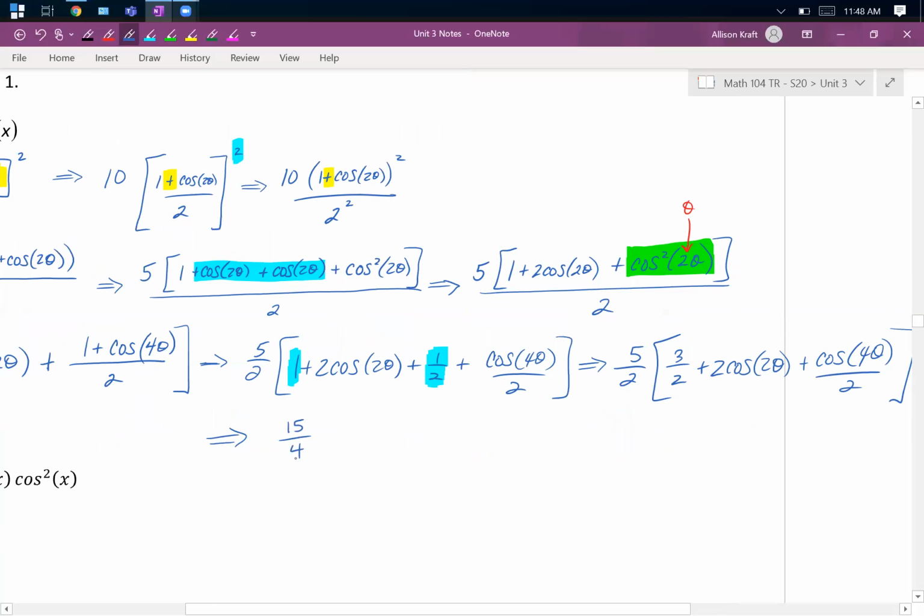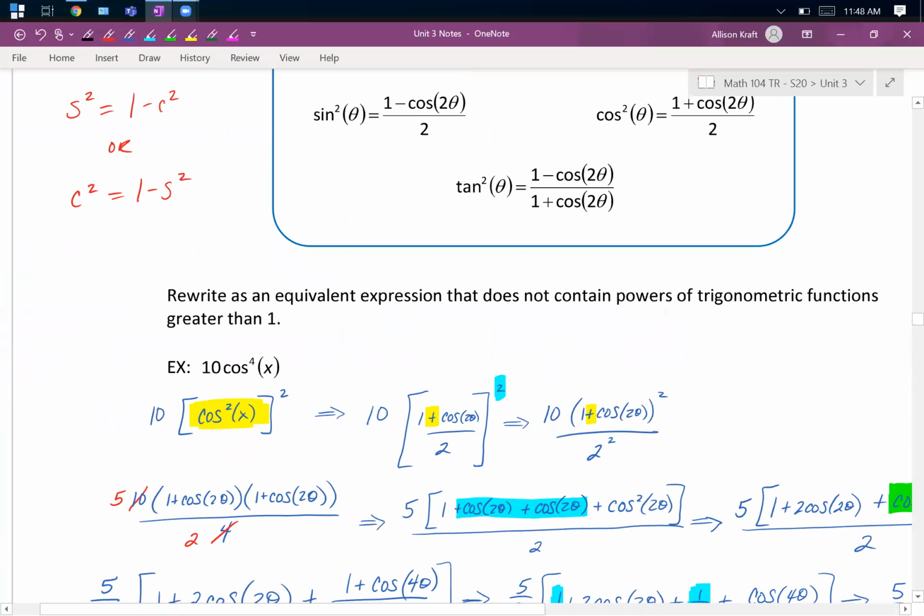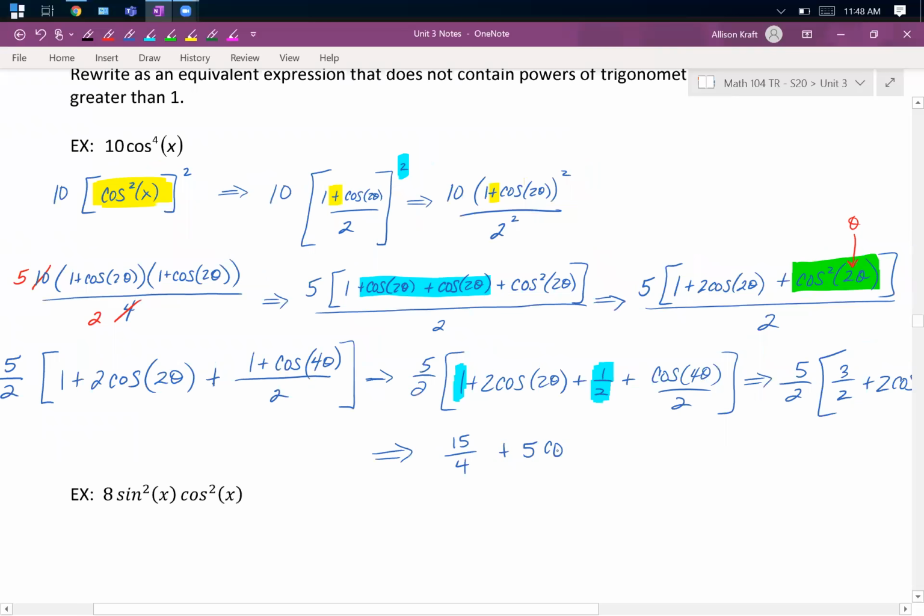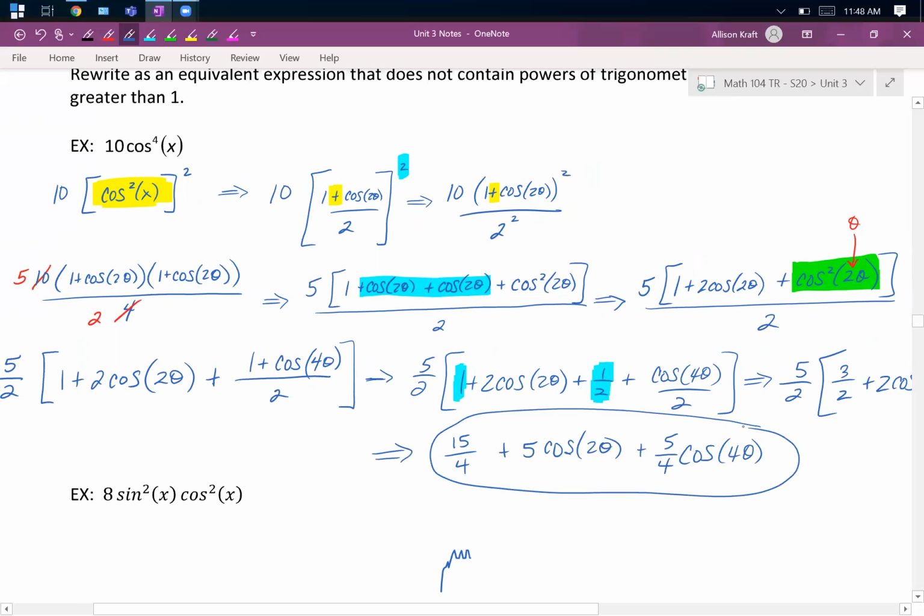15/4 plus 5 cosine. Oh, I magically turned the x into a theta from the get-go. Okay, sorry about that. All right, cosine of 2 theta plus 5/4 cosine of 4 theta. And there we go. When we're in Calc 2 and we're integrating something like this, it is going to be way easier to deal with than that 10 cosine to the 4th.